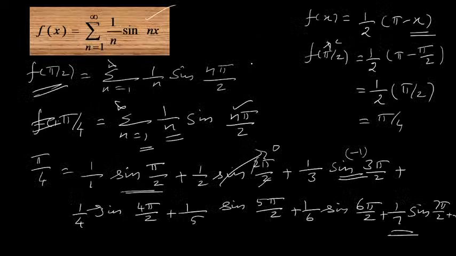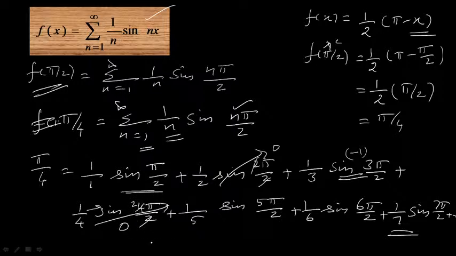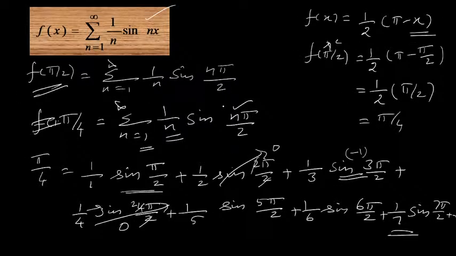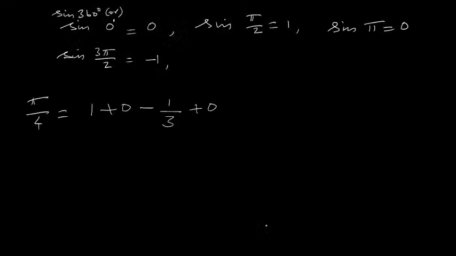Next, coming to the fourth term, sin 4 pi by 2. 4 pi by 2 is nothing but sin 2 pi. Sin 2 pi is nothing but 0. Sin pi, 2 pi, 3 pi, 4 pi, everything is 0. So the fourth term becomes 0. Coming to the fifth term, sin 5 pi by 2. 5 pi by 2 is nothing but 4 pi by 2 plus pi by 2, and 4 times pi by 2 means 1 rotation over. So 5 pi by 2 is nothing but sin pi by 2. The value of sin pi by 2 you know already, that is plus 1.